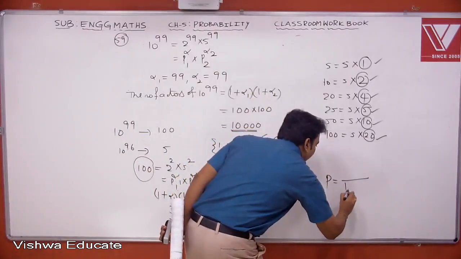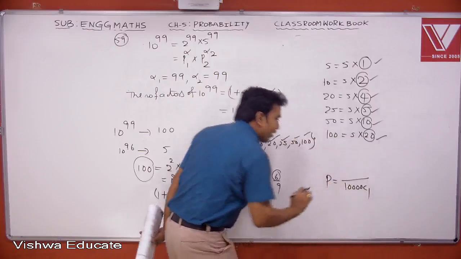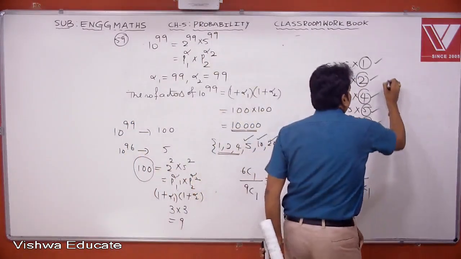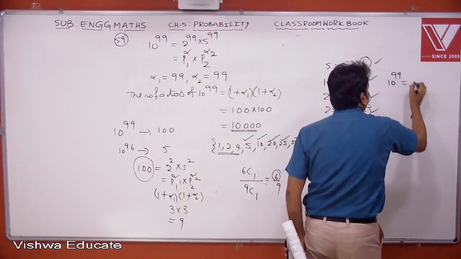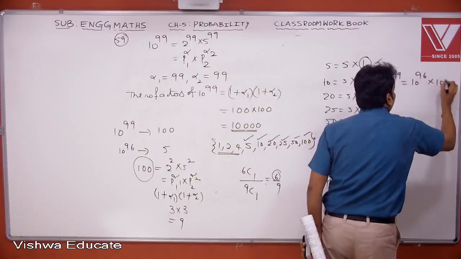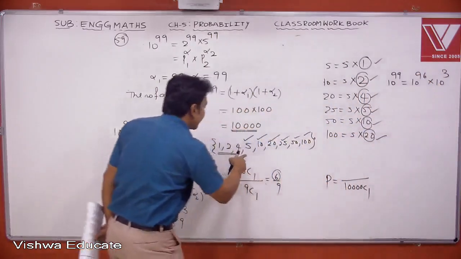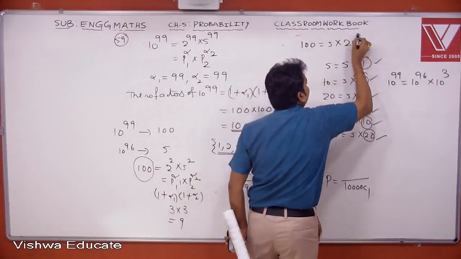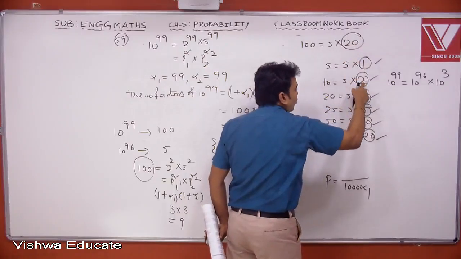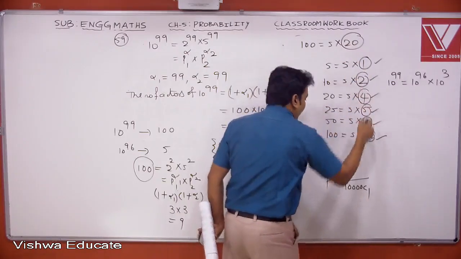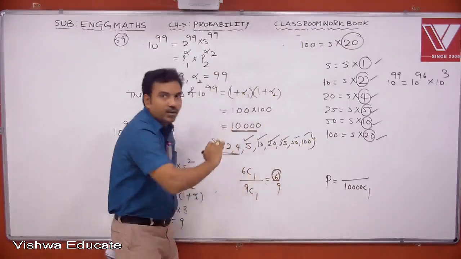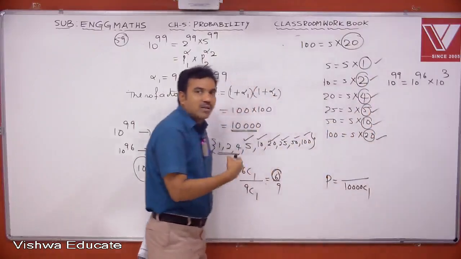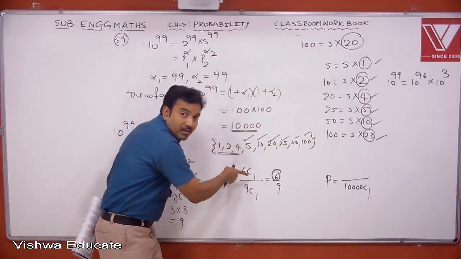P equals 6C1 over 9C1. This is okay for me. But what is the numerator? I will try to follow this logic. Now let us see. Here 100 is nothing but 5 into 20. So how many factors of 20 did we get? 1, 2, 4, 5, 10, 20. This 6 I got in the numerator part. So 20 is replaced by all these 6 factors, and that count is required for me to get the required probability. Are you following this?